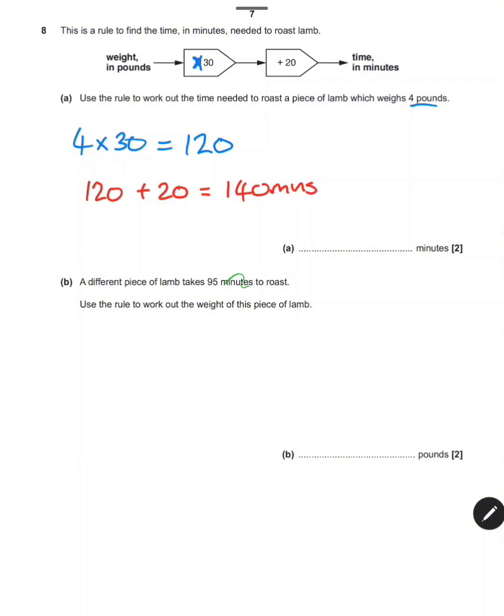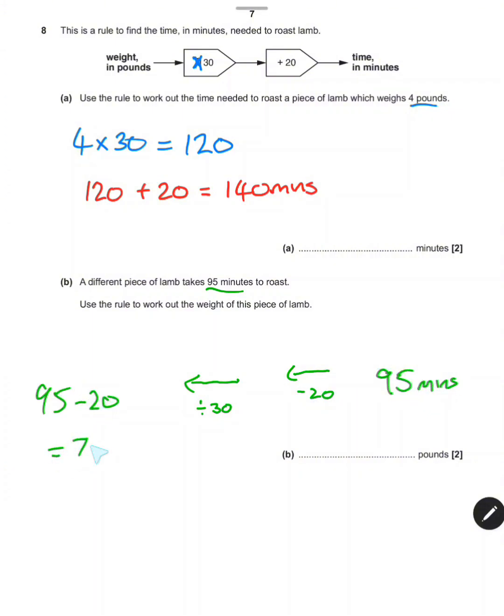Part B is giving us the time that it takes to roast the lamb, and we're asked to work out the weight. So we need to work the function machine backwards. So if we come in the opposite direction, then rather than add 20, we need to take 20. And rather than times by 30, we need to divide by 30. So 95 minutes is what came out of the function machine. Let's reverse it. 95 take 20 is 75. And then we're going to need to do 75 divided by 30.